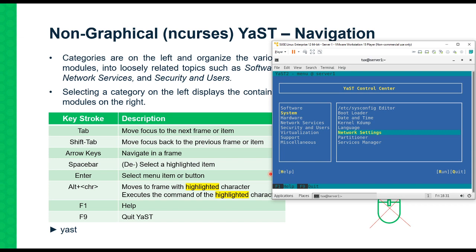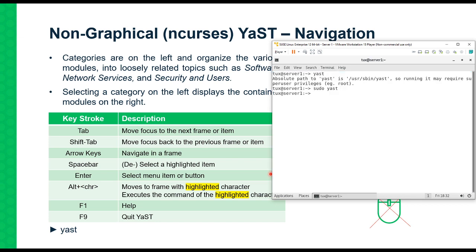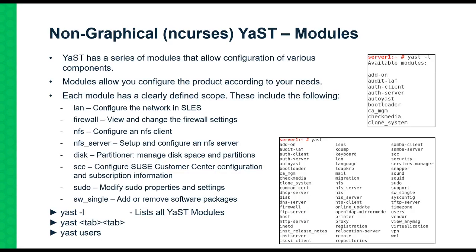We're not going to look at anything else. Let's quickly continue with some of our slides. Let's press the Alt and Q to quit our YaST. Alt Q to quit. And now we have quit. Let's now discuss the modules in YaST.